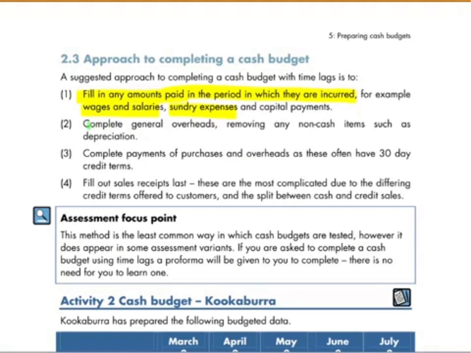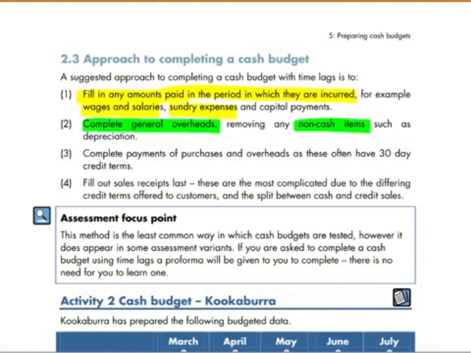Once we've done that, complete the general overheads, removing non-cash items such as depreciation. So you look for general overheads. Usually with general overheads, we're going to incur them or pay them in the same period in which they're incurred. And all we need to do to adjust them is to look for any non-cash items like depreciation. So reduce them down by the non-cash items and add them into the cash budget.